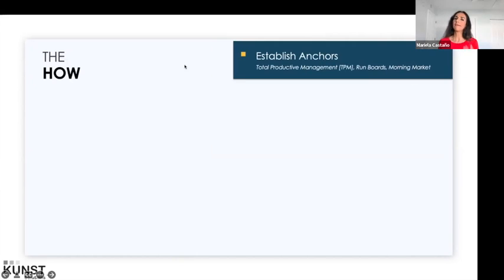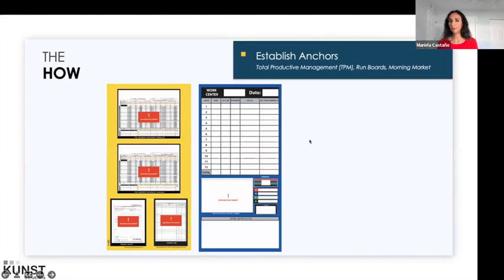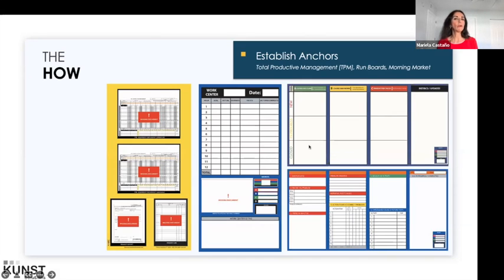When we look at establishing anchors, there are multiple tools for you to use: Total Productive Management, also known as TPM, run boards, or even morning market. When we look at TPM, traditionally understood as total preventive maintenance, it has been evolving through the years. We have redefined it as total productive management.